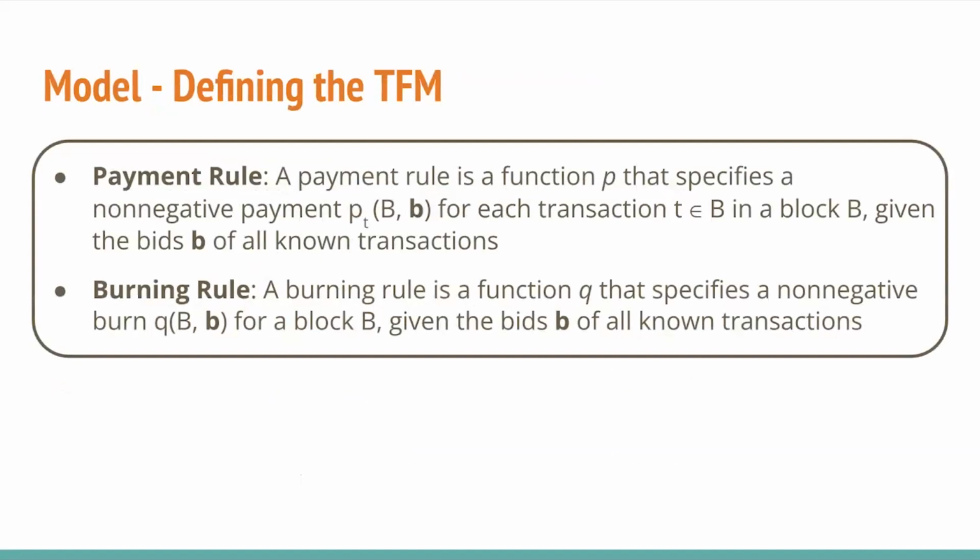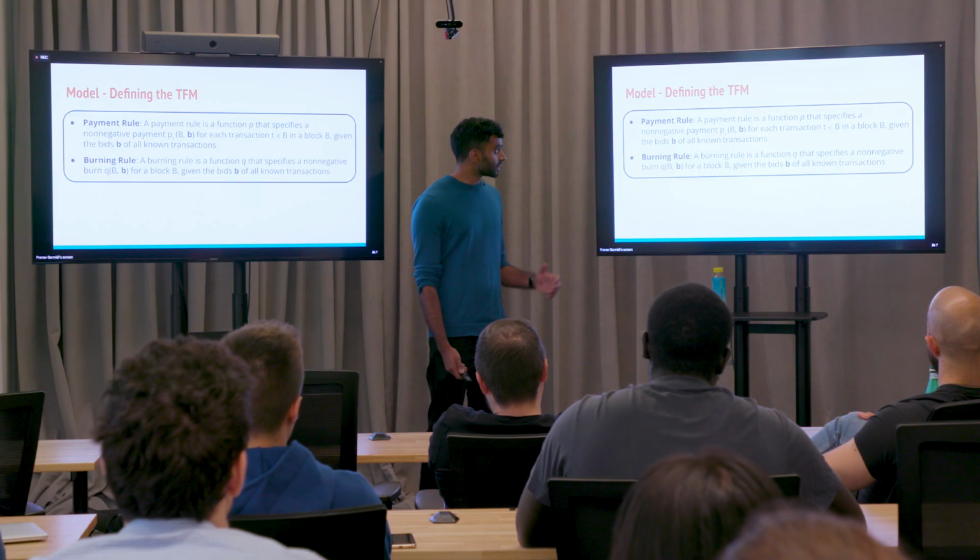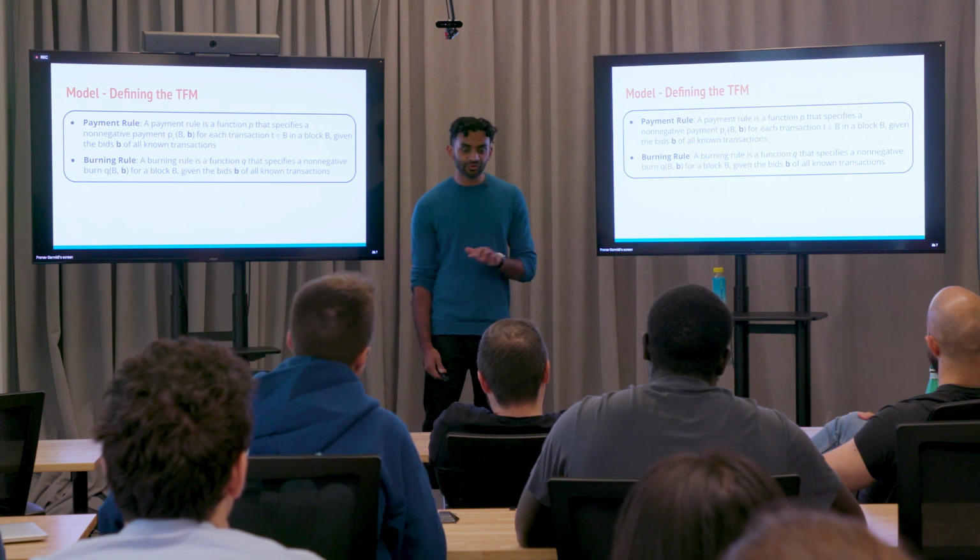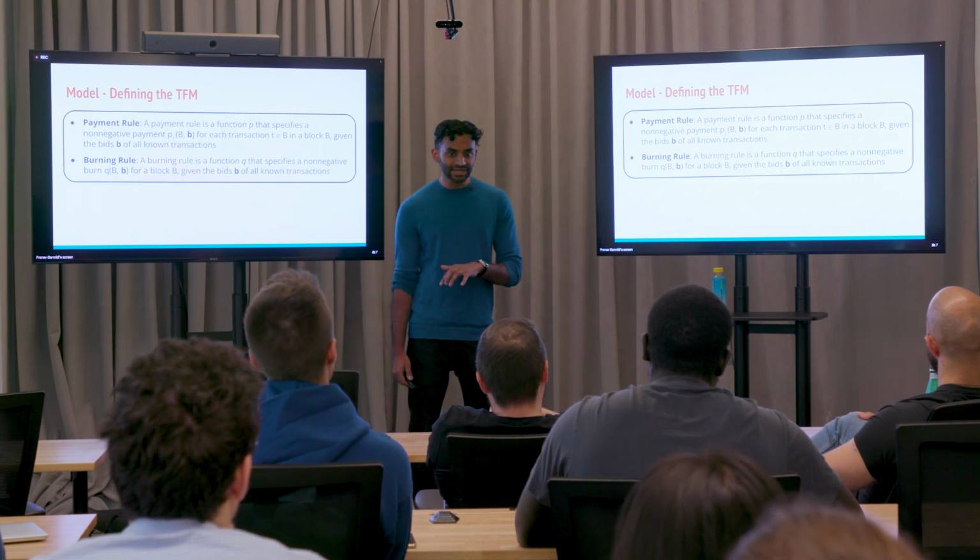The payment rule is this function p that represents a non-negative payment, p_t of b, where bold b is the set of bids by all the users for all the transactions. And so you'll get charged this p_t if your transaction t is included in the block. So the payment rule is actually defined for each individual separate transaction.